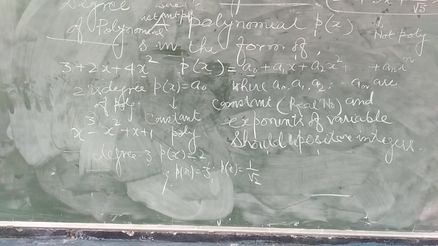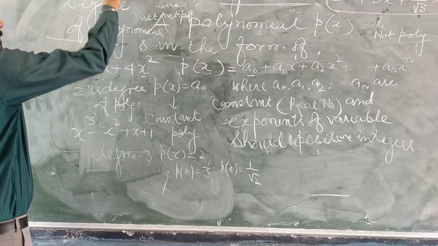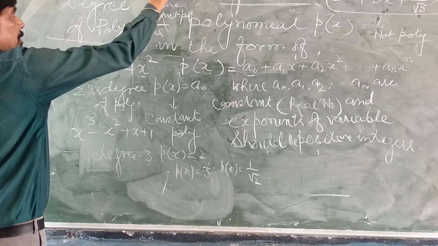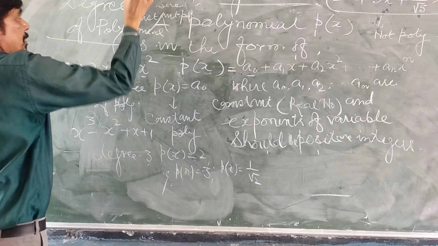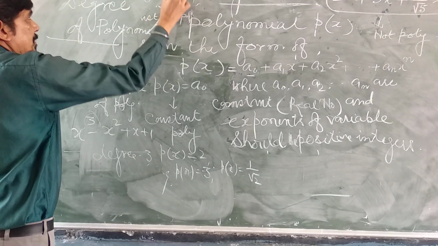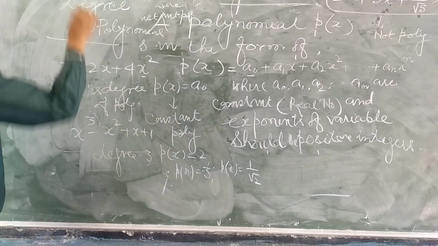Now remarks. A constant polynomial has degree 0. Means the degree of a constant polynomial is zero. Degree of constant polynomial is 0. Okay. Remark first.